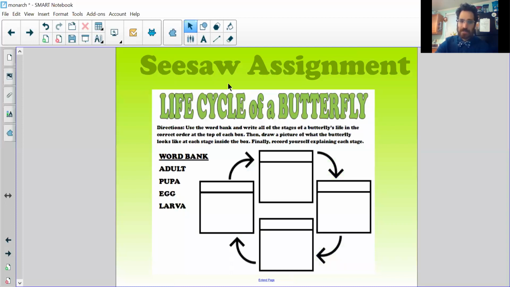And this is your Seesaw assignment that you're going to have to do. The directions are there, and I'm going to talk about that a bit later.